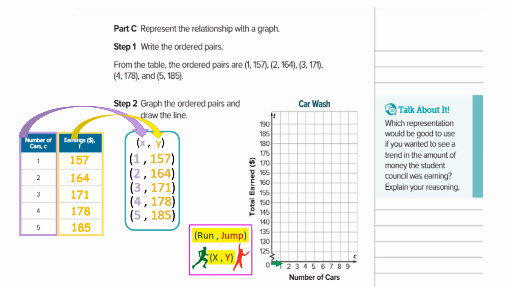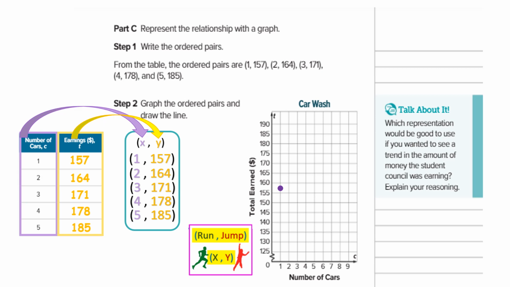So we're going to start at 0 and run forward to the 1. And then my Y tells me I'm going to jump up to 157. Now, once again, these are not exact tick marks to show us each and every number that we could end up with. So we're just going to put a point approximately where we think 157 would be. It should just be logical. It should be closer to 155 than it should be to 160.